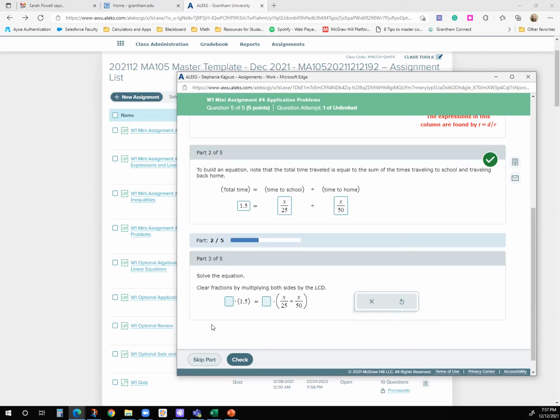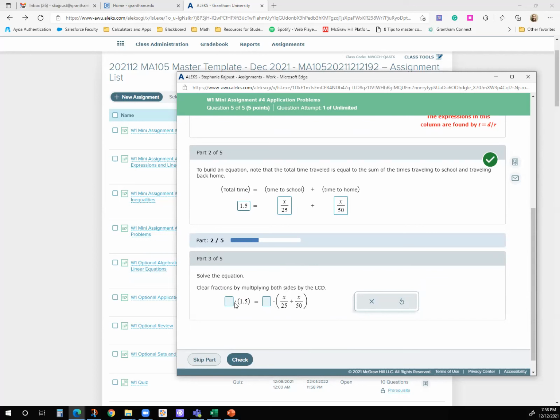Ta-da. And then it's helping you solve this. This problem is designed to help you learn how to solve a problem like this. On the quiz, if you get a problem like this, it's not going to walk you through it. So you have to really understand what's going on here. For that, the optional assignments are good. If you understood it but want more practice, do the optionals.